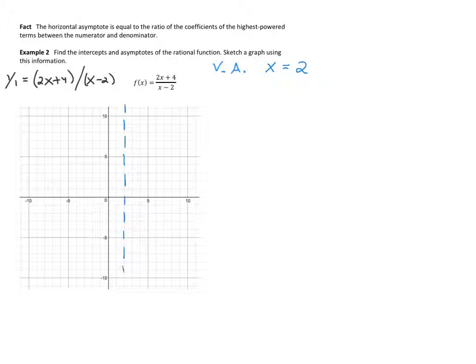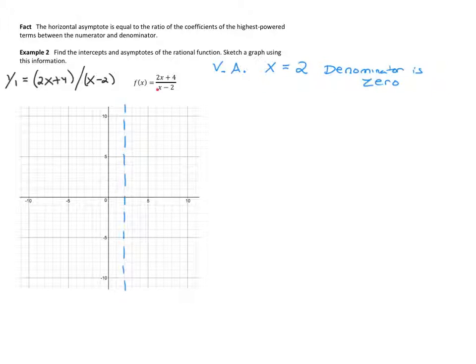And I'm going to use this as a fact from now on. This is where the denominator is equal to 0. And we can use this on more complicated rational functions too. If we know the denominator is 0, that's going to result in a vertical asymptote. All right, what else do I see?